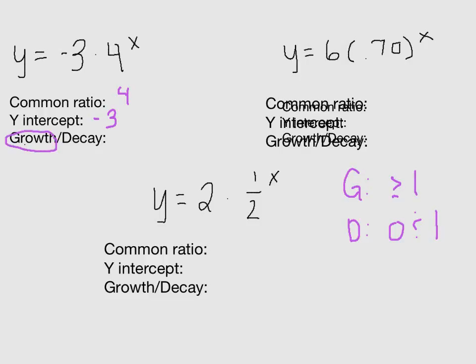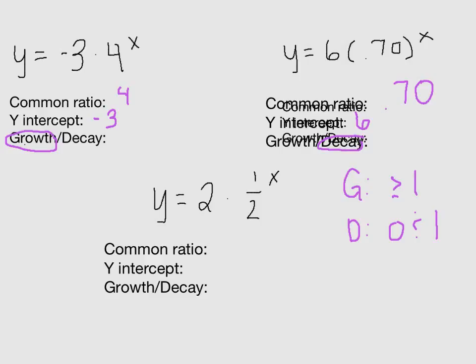Now looking at number 2, my common ratio again is next to my exponent, so that's 0.70. My y-intercept is my first number, so 6. I ask myself, is my common ratio greater than 1? No, it's actually less than 1, so it is decay.